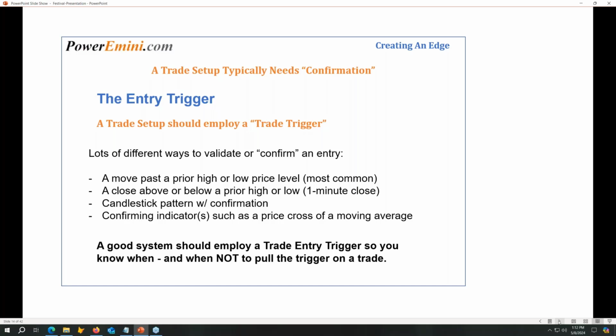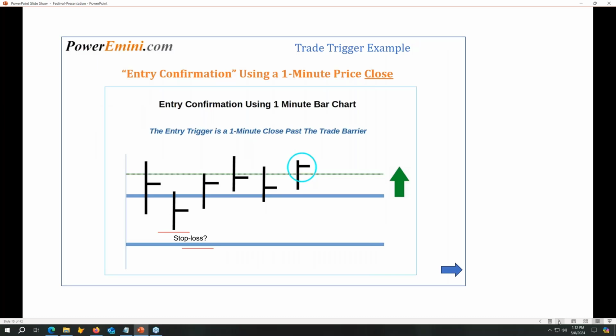And so basically the gist of it is that a good system should have a trade entry trigger, so you know when to take the entry based on your setup and when not to take the entry. And there's a lot of different variations on that. So this is what we like to use, or actually what our software uses. We like a 1 minute close.